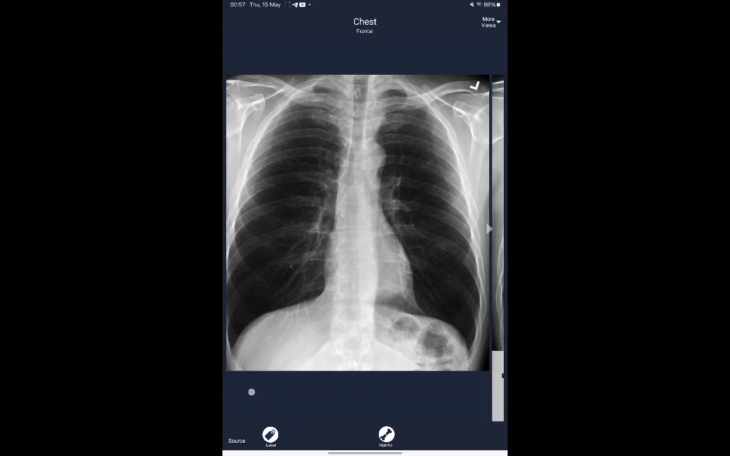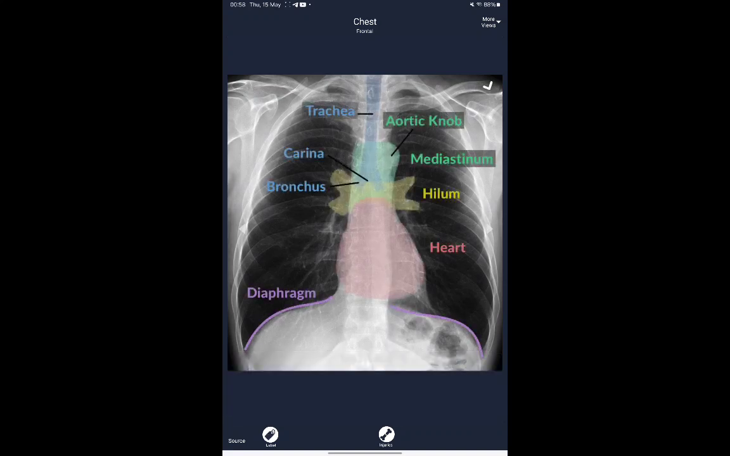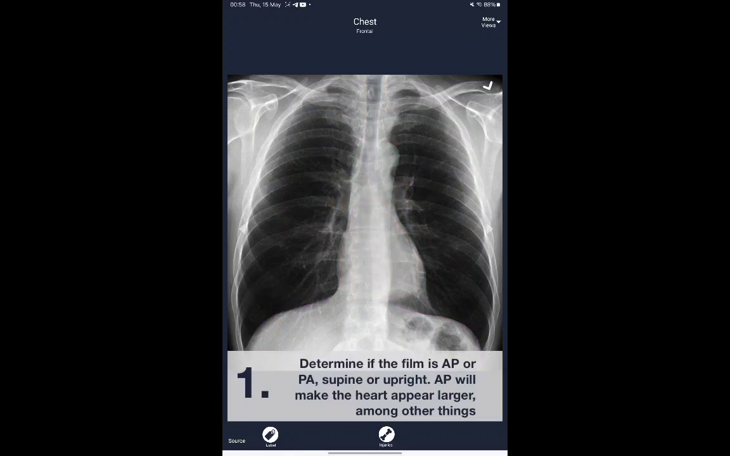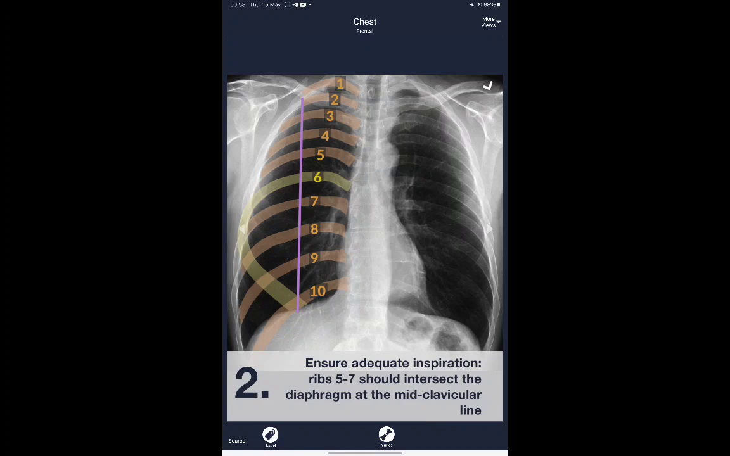We have a short quiz, starting with a question. Determine if the film is AP or PA, supine or upright. AP will make the heart appear larger, among other things. Okay, so this is a PA chest radiograph. Here, to ensure adequate inspiration, we have to count the ribs. Up to 6 is suboptimal, more than 6 is an optimal study.